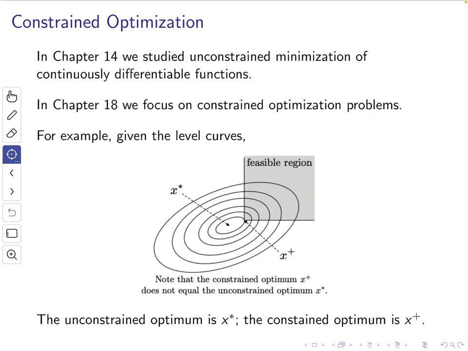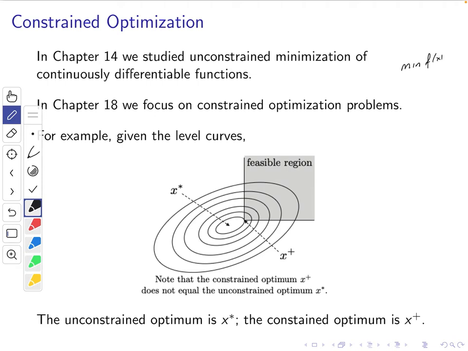Okay, constrained optimization. In chapter 14, we talked about unconstrained optimization problems, problems of the form minimize f of x, where x is in all of Rn. So this is an unconstrained problem; x can be anything. In chapter 18, we focus on constrained optimization problems.